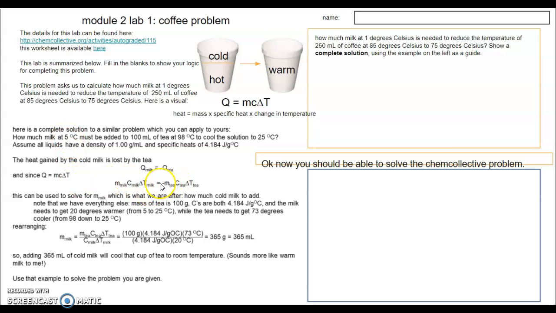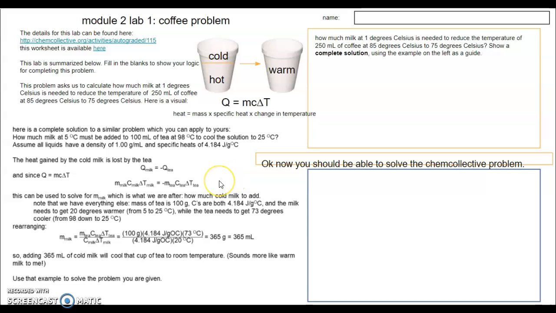And that's also equal to the same thing for the tea, all the heat that the tea lost, which is equal to the mass of the tea, which we'll find, the specific heat of the tea, which is 4.184, and the change in temperature of the tea. Now it started at 98 and it went down to 25, so it'll be 73.